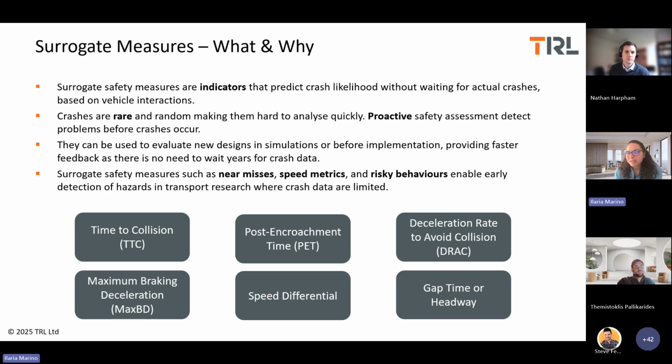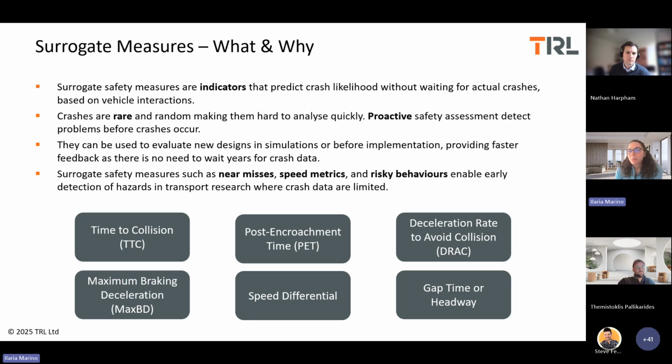What are some examples? Some examples are reported here. There is a vast literature on surrogate measures and also some interesting debates on what those are. But one useful one is time to collision. So if we imagine that two vehicles are going in a direction and the speed is constant, that's the time necessary for a collision to happen if they don't stop or there is no change to the speed, if they were to be on the same trajectory.